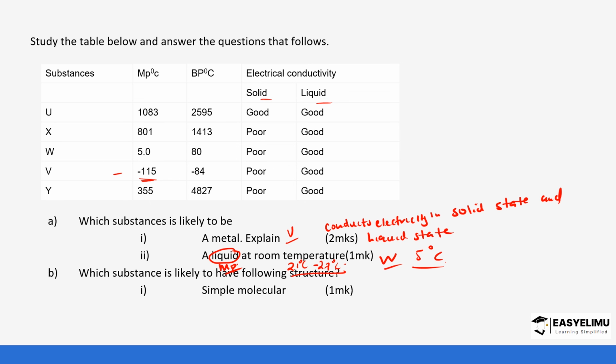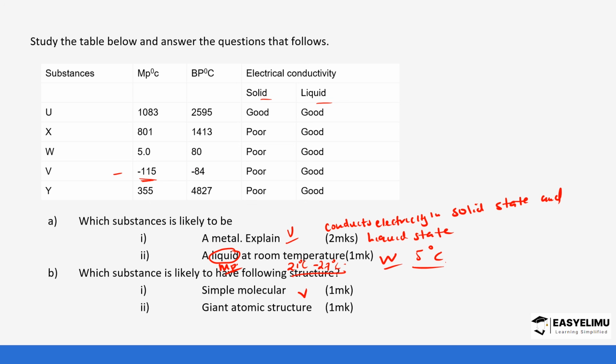Which of the substances is likely to have the following structure? Simple molecular. Simple molecular substances are poor conductors of electricity and they have very low melting points and low boiling points because of the weak van der Waals forces. So the one that has the lowest melting point and boiling point in this case is going to be V. You can see also in the conductivity, it's poor in solid, but it's good in liquid state. So we are still going to pick V because of the low melting point and boiling point because of the van der Waals forces.